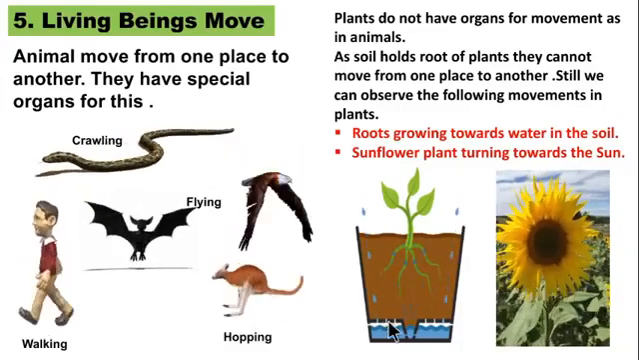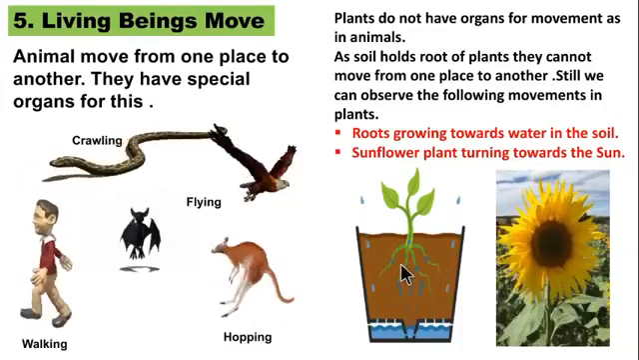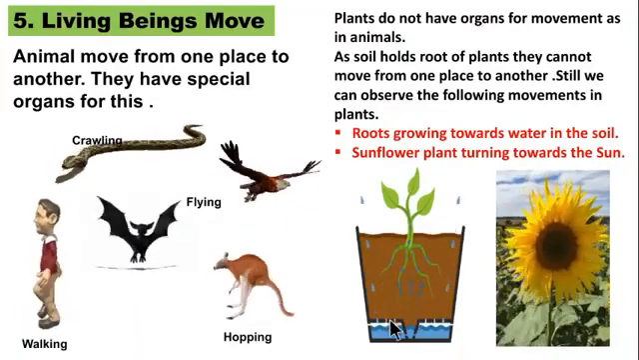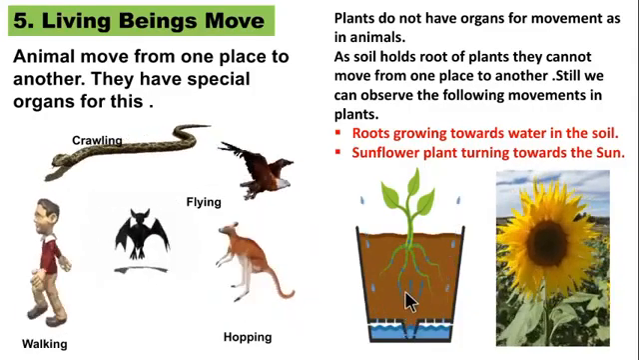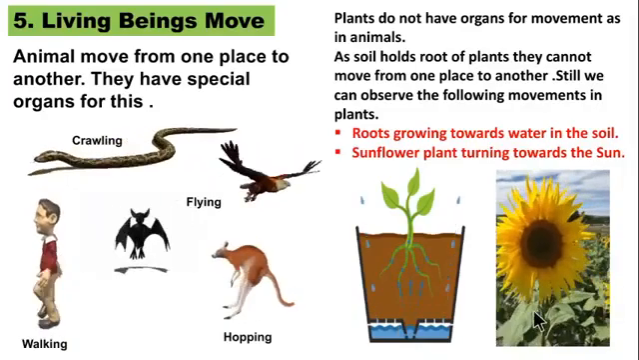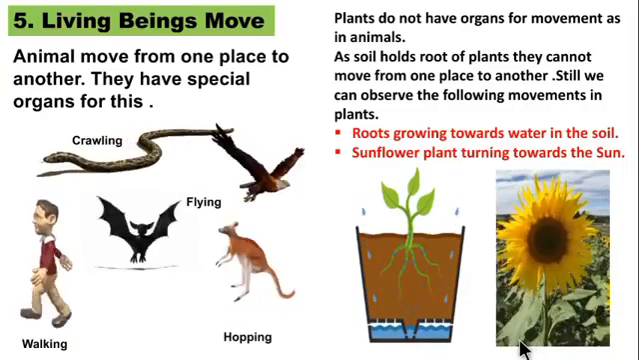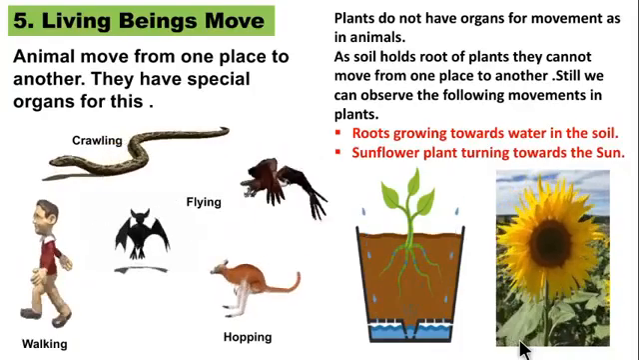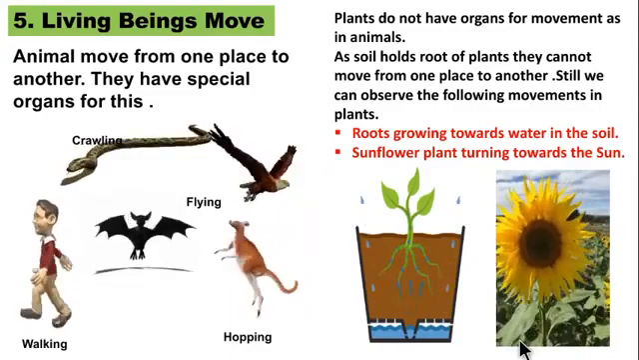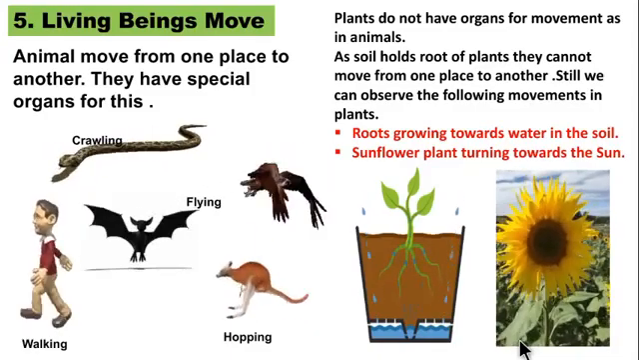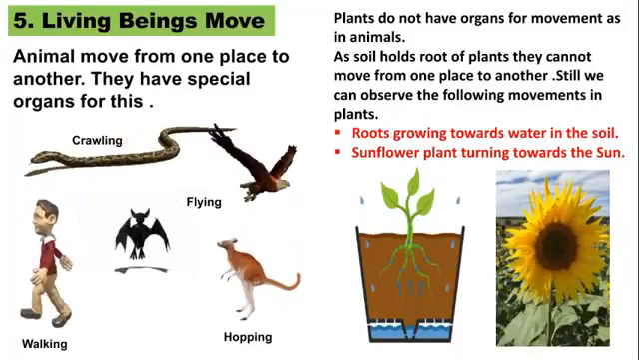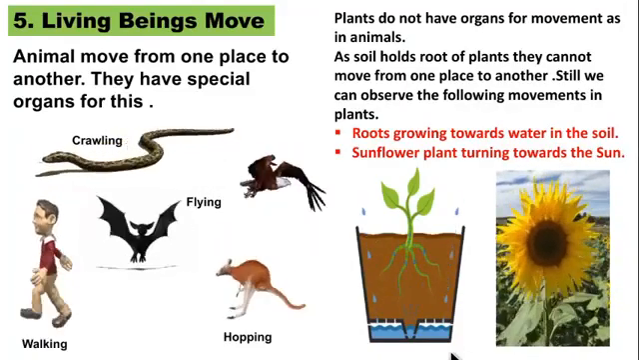So here in the first picture you can observe these are the roots of the plants. They grow towards the water in the soil. In the second picture you can observe this sunflower plant turning towards the sun, isn't it? Yes. So by these movements we can observe that living beings move. In the case of plants we can observe by these points.